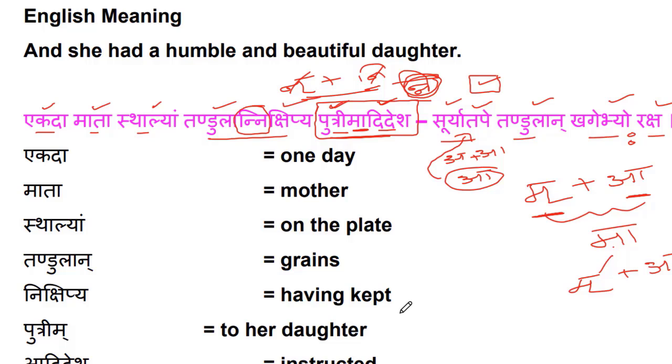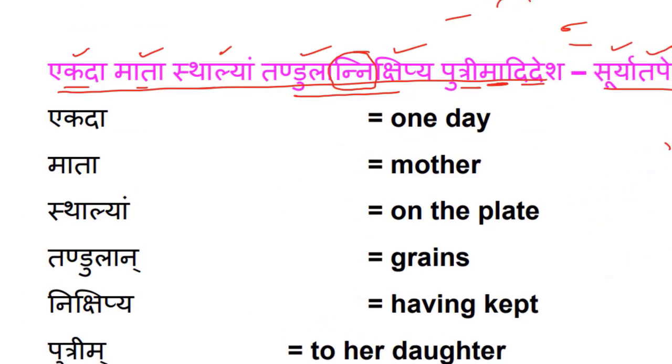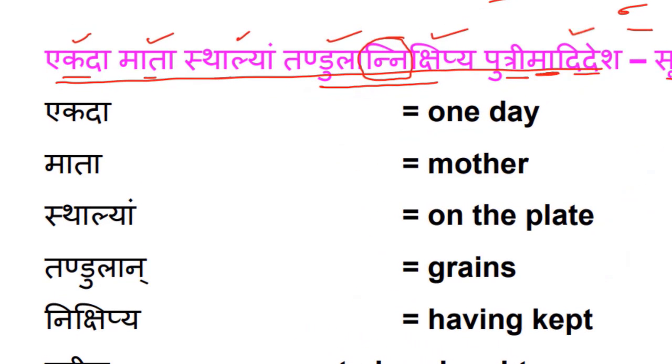One sentence is this one, the second sentence is this one. In the first sentence, the verb is Adidesha, meaning instructed. Who instructed? Mata. Mother instructed. To whom did she instruct? Putrim. Mother instructed daughter. When? Ekada, one day. Once mother instructed daughter.